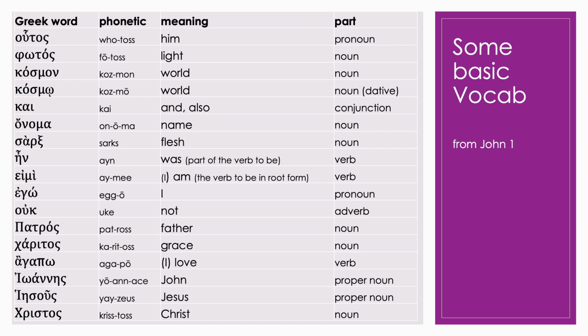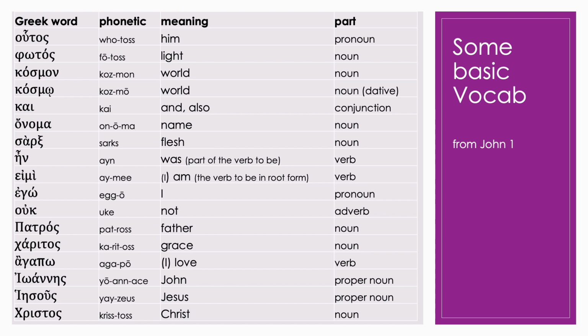So, to sum it all up, here are all those words together in a table. Do hit the pause button if you want to have a good look at them, but I'll just run through the pronunciations once more. Houtos, he. Photos is light. Cosmon or cosmo for world. Kai is translated as and or sometimes also. Onoma, name. Sarx, flesh.